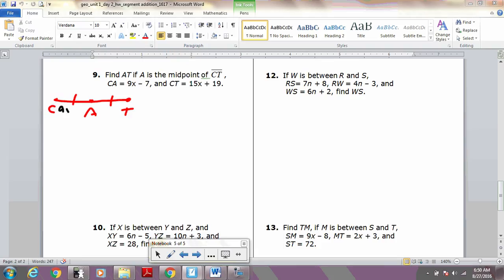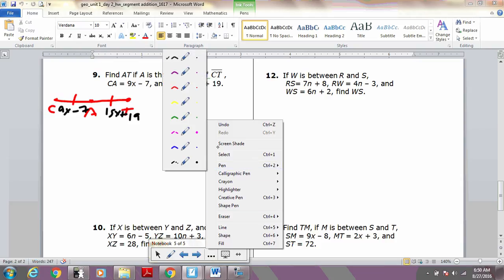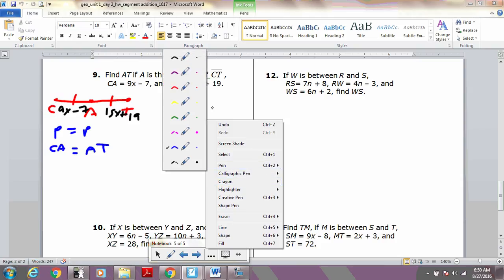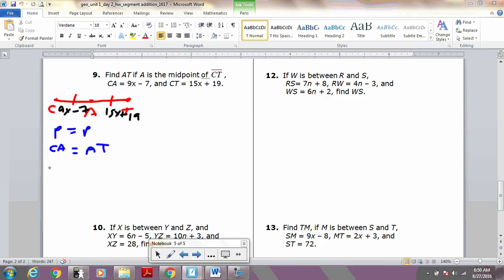CA is 9x minus 7. CT is 15x plus 19. So this is another example of part equals part, since again we're dealing with the midpoint. So that means that CA is equal to AT. Now substitute the algebraic expressions. You would have 9x minus 7 is equal to 15x plus 19.